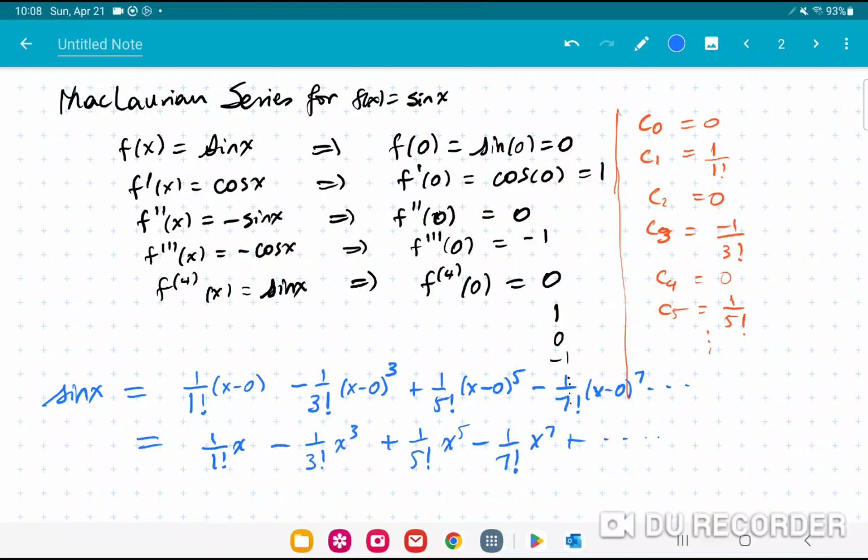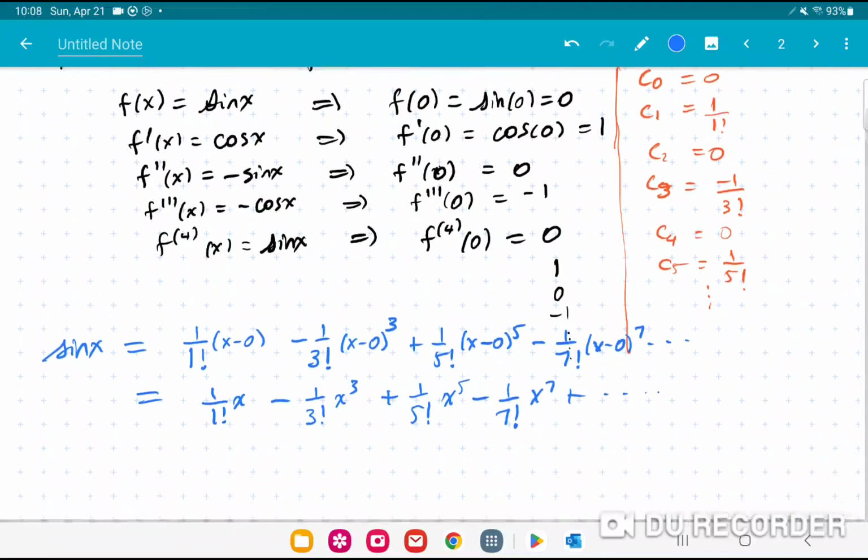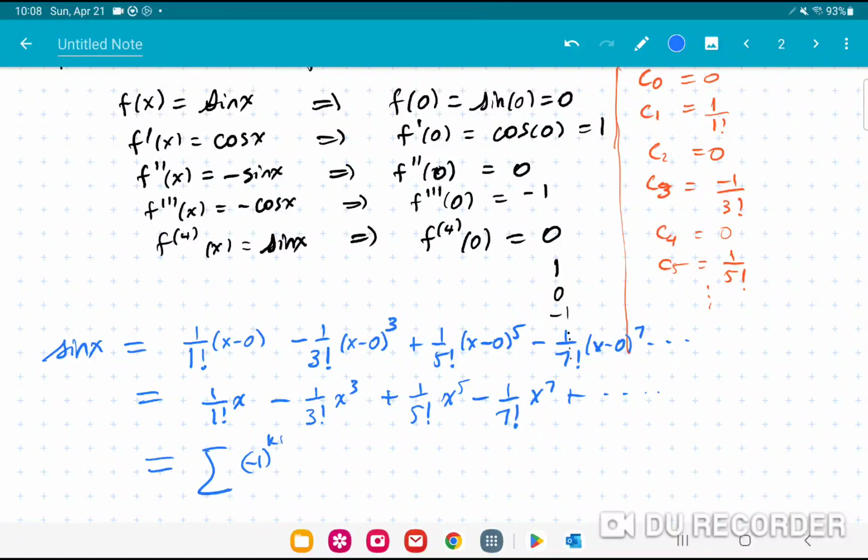So these are odd numbers. So we're going to write them as 2k plus 1. So I'm going to try to do either minus 1 to the power of k or k plus 1. I will figure that out. Okay, minus 1. Every other one is negative. x to the power of 2k plus 1 over 2k plus 1 quantity factorial, k from 0 to infinity.